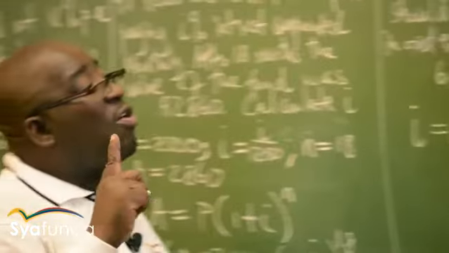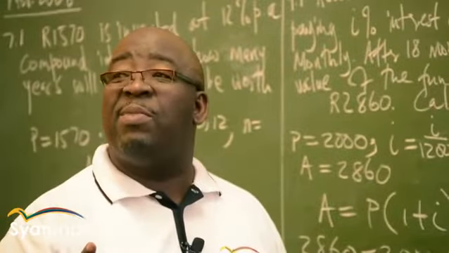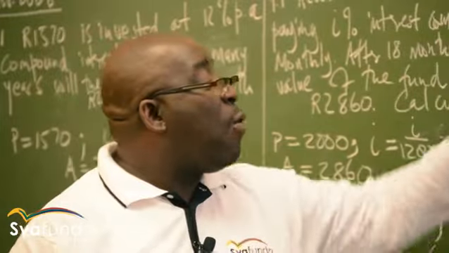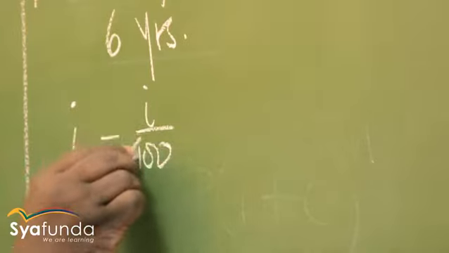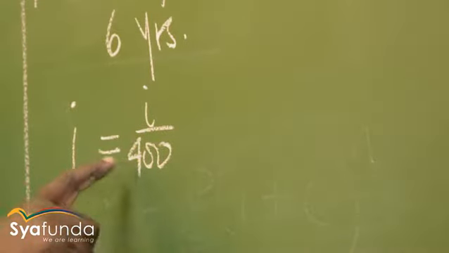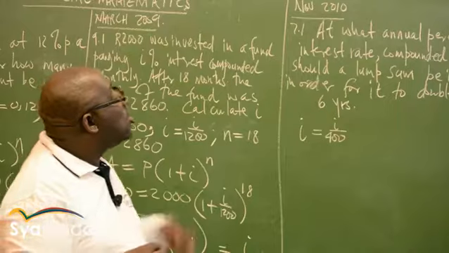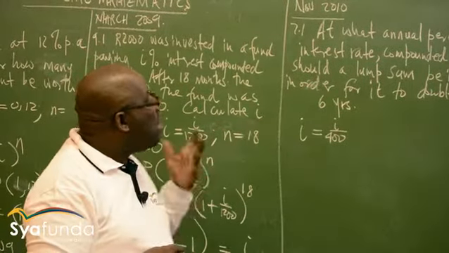Now it says compounded quarterly. It simply means that we've got to multiply this by 1 over 4. When you multiply this by 1 over 4, this will be 400. So 100 times 4, it is 400. So it's actually I over 400. So you must be able to pick that from the word quarterly.